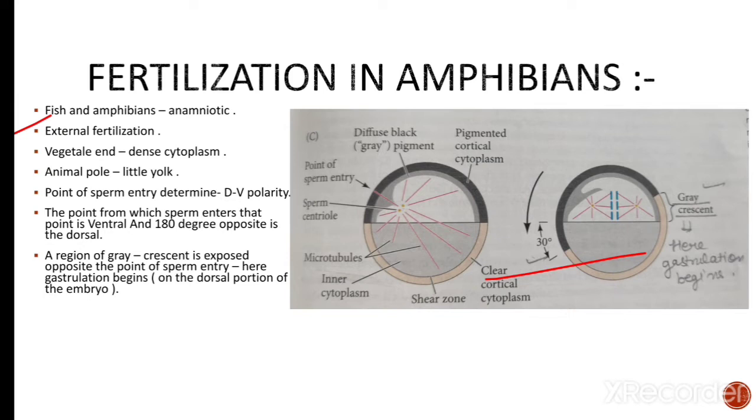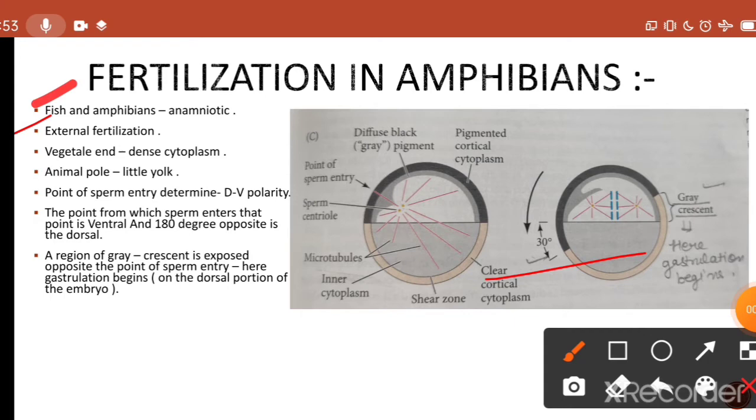As we know, fish and amphibians both are anamniotes because they don't have the amnion, that is the layer around the egg where different gases are exchanged during embryonic development. External fertilization occurs in amphibians. During the mating period, amphibians go into water bodies and release their eggs and sperm, which fertilize in the water.